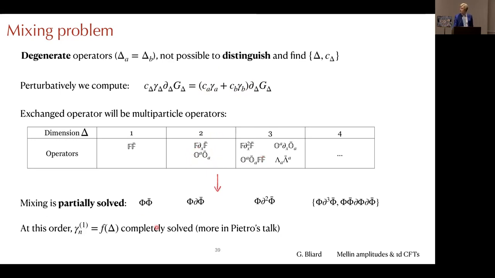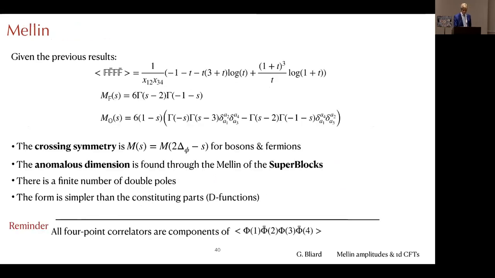If we now look in terms of the chiral superfields, this solves it for the first three cases, and for the higher dimension cases, it means that it's a lot easier to distinguish. We only have two instead of about 16 in this case. On top of this, at this order in perturbation theory, the anomalous dimension is going to be a function of the quantum number, as Pietro will talk about more in his talk. Having this result allows us to solve the mixing completely.